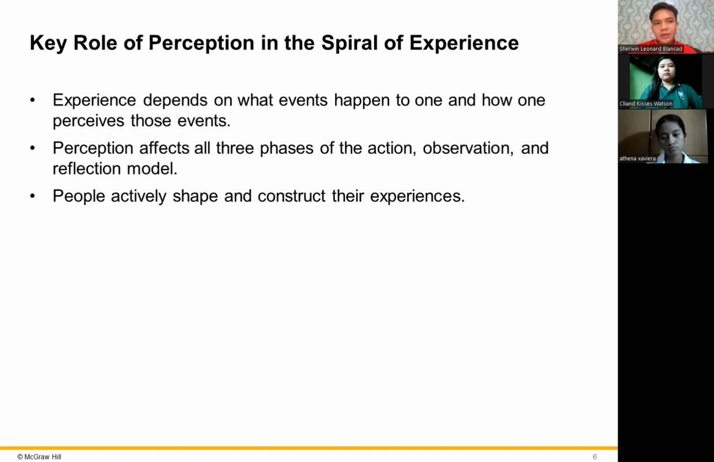Here are the key roles of perception in the spiral of experience. It is a matter of how you are going to see your experience. It may be good or bad. First is the experience. It all depends on the person and how he or she looks at it. Second, based on how you look at the experience, good or bad, it may affect the next action that you're going to do, how you are going to observe it, and how you are going to reflect on it.